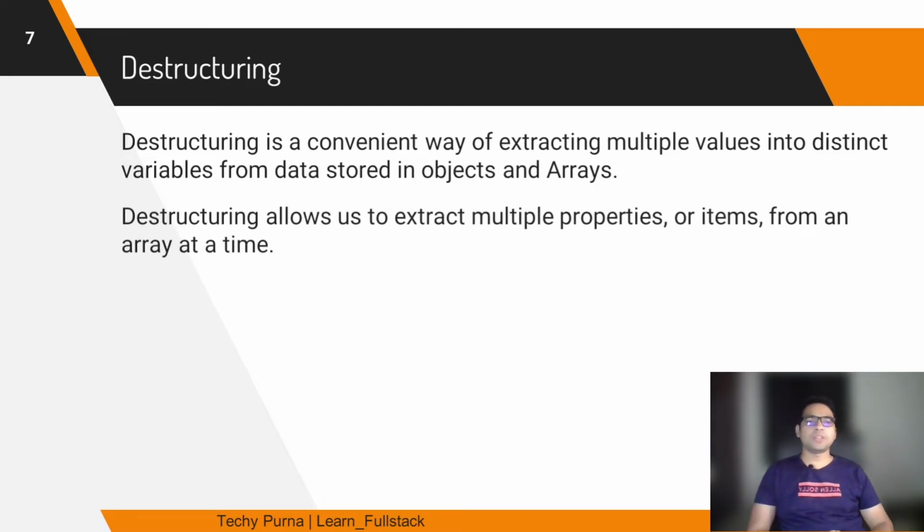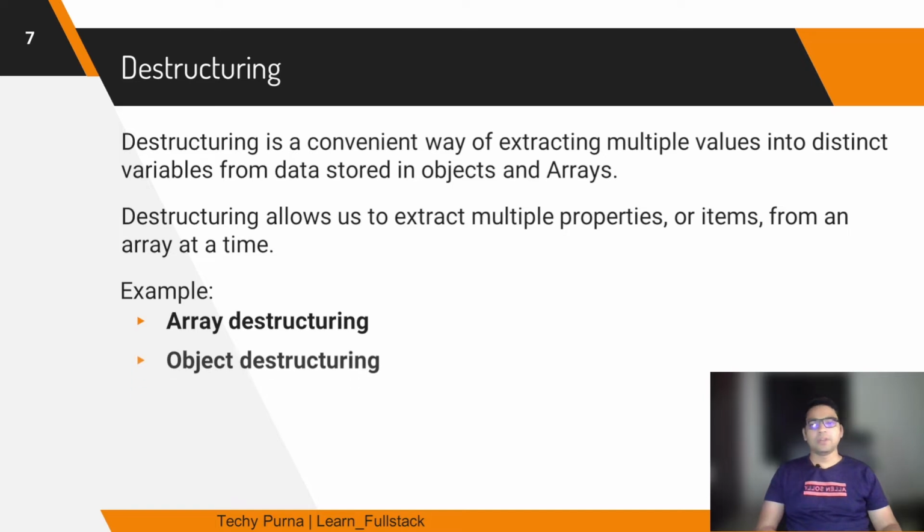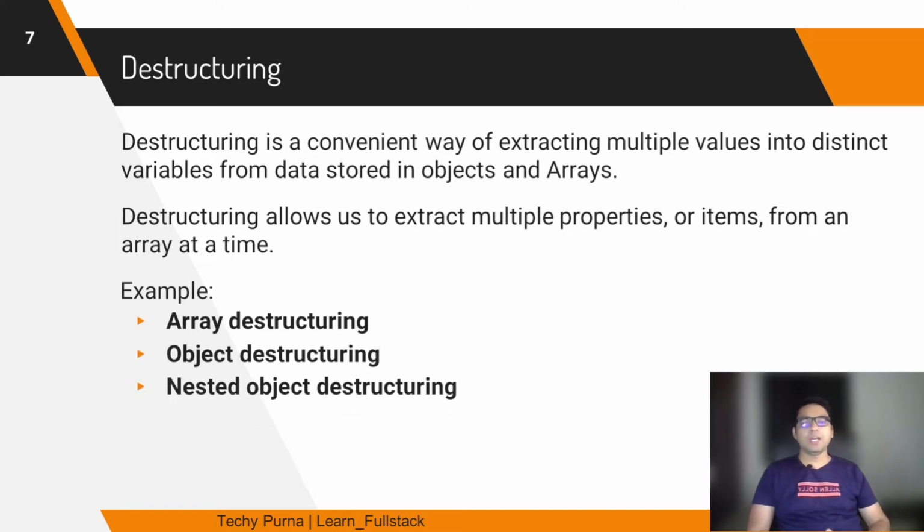Destructuring allows us to extract multiple properties or items from an array at a time. Basically, this is a simpler way to extract an object or array into different variables, and we can reuse it. We are going to explore a few destructuring examples like array destructuring, object destructuring, and nested object destructuring. So let's come to VS Code and explore these examples.